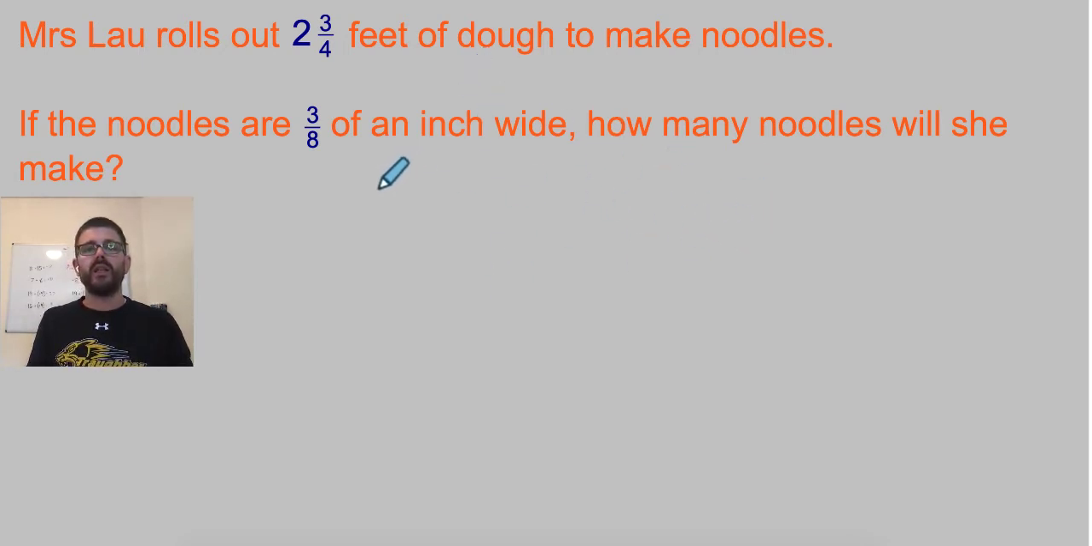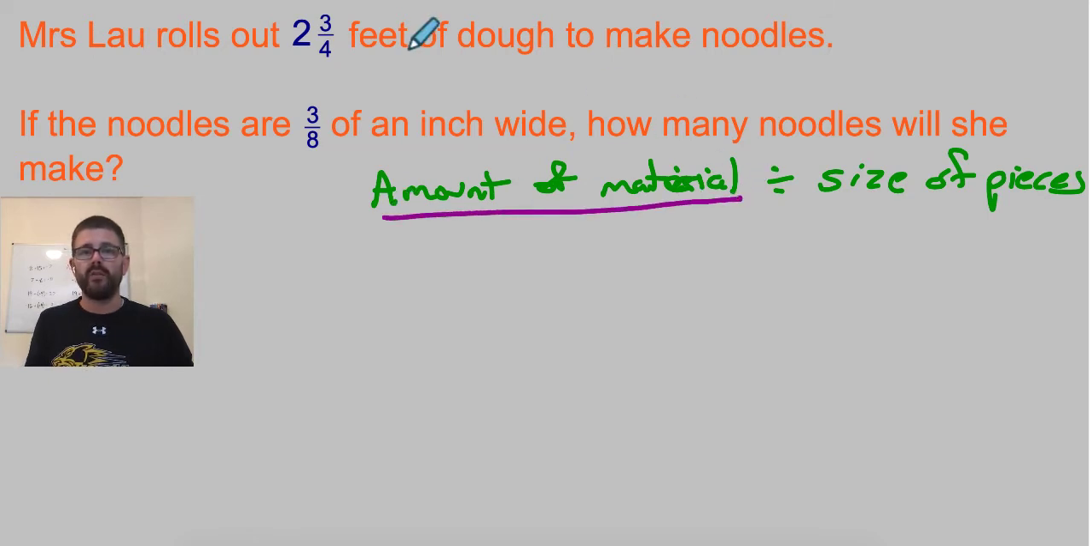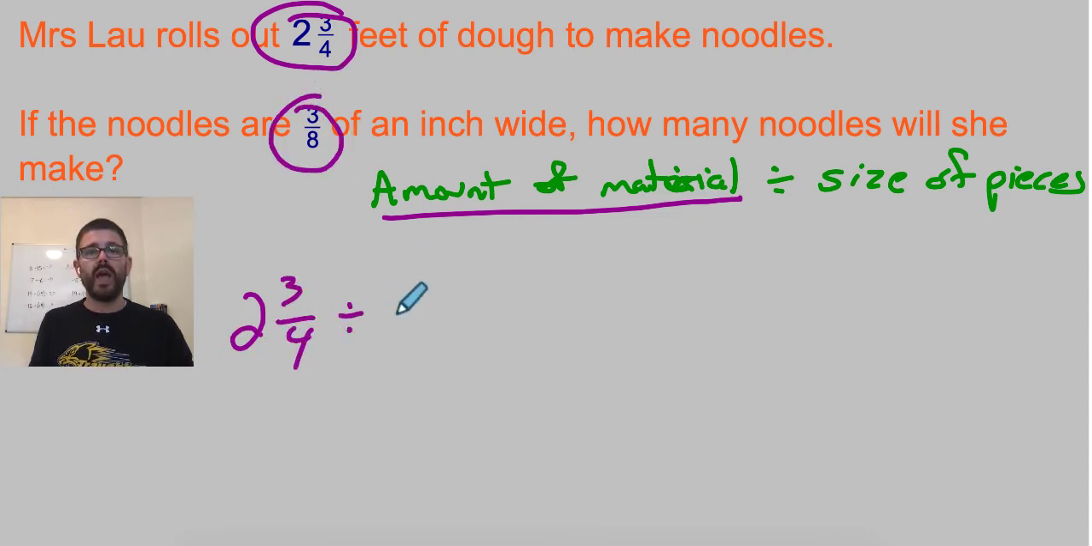The key is the amount of material always goes first. Then we divide by the size of the pieces. So it's not something where you can just plug in any number in any order. In a division problem, it matters because one of them is going to get flipped. So we start with how much material does she have? Well, she has 2 3/4 feet. She wants to divide it into 3/8 of an inch pieces.